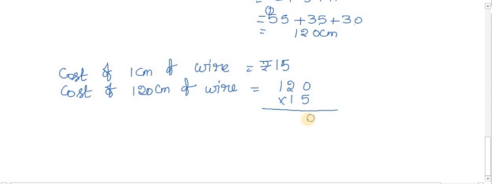15 zeros are 0. Directly we can go with the 15 table, or you can go with the 5 table and 1 table. But today I am taking the direct 15 table because we know the table. 15 zeros are 0. 15 twos are 30. 3 as carry and 0 will come down. 15 ones are 15 plus carry 3, 18. So 1 centimeter of wire costs 15 rupees, then 120 centimeters of wire costs 1800 rupees.